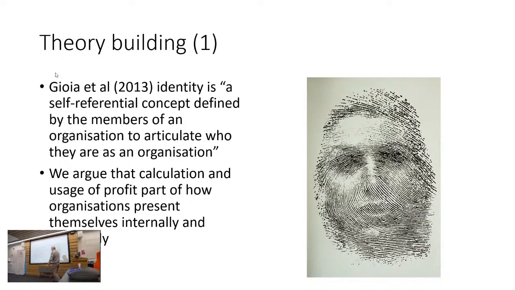Now, we would like to say that we think how you deal with profit is basically part of that. How you build your identity, because profit is really at the core of what businesses do and how businesses think about themselves, it is also core, we believe, to their identity making. Again, my language, but Gioia and the people who followed him really spoke about identity as a process, as an ongoing process.